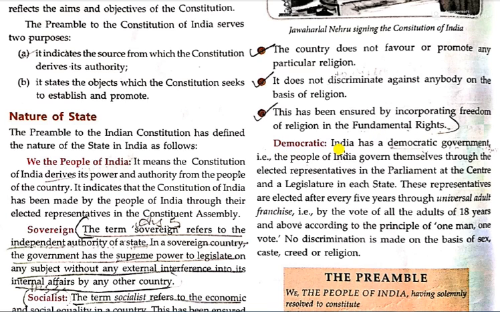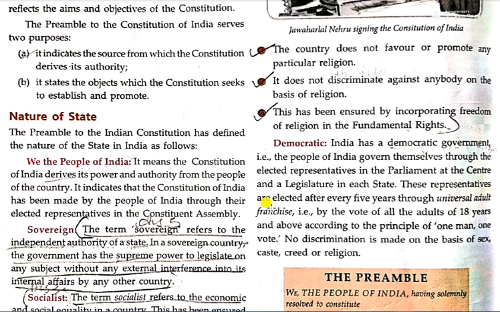Now the next is democratic. India has a democratic government. That is, the people of India govern themselves through the elected representatives in the parliament at the center, and a legislature in each state. So we have a government ruled by the people. The country is ruled by the people's representatives, in the center through the parliament, and in the states through the legislature.